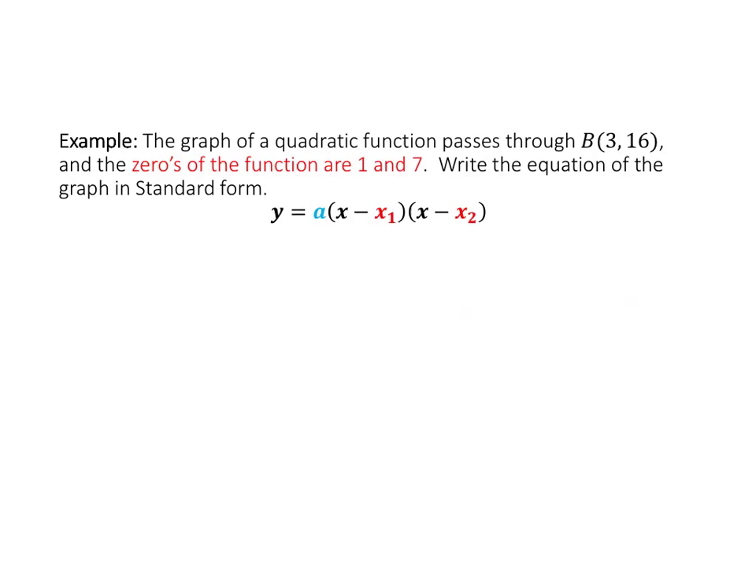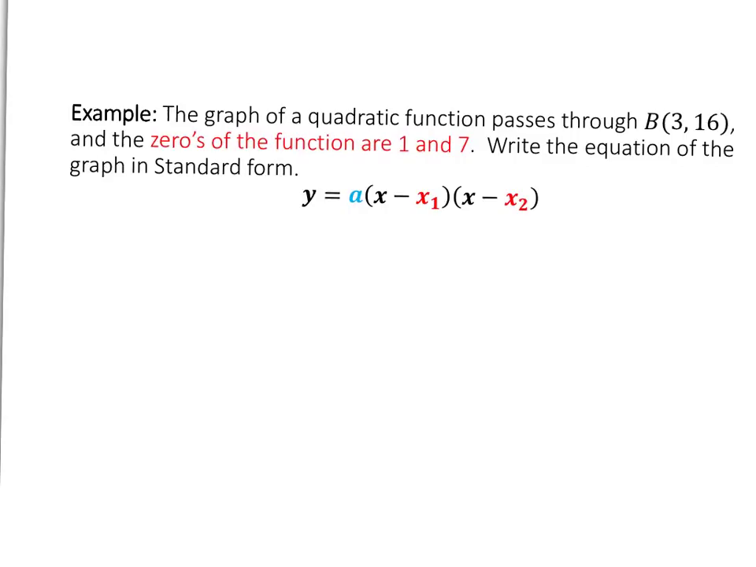All right, so this first example says we have to figure out the quadratic equation for a function that passes through the point B, and its coordinates are (3, 16). So if you just recall, that's going to be our x value, and that's going to be our y value. And then the zeros of the function are 1 and 7. Okay, so the zeros, that's our x1 and x2, and we need to figure out our a based on all the given facts here.